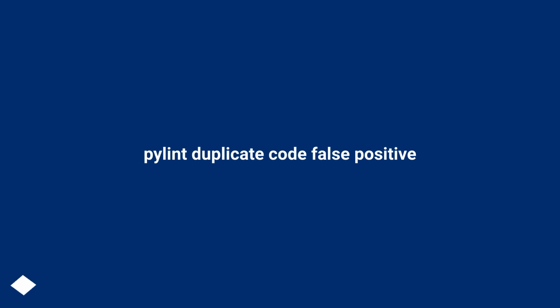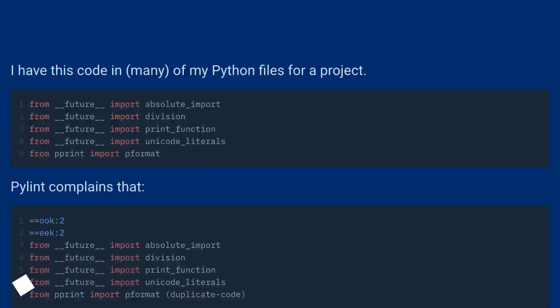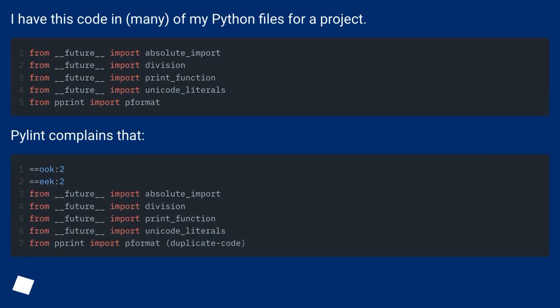Pylint duplicate code false positive. I have this code in many of my Python files for a project.